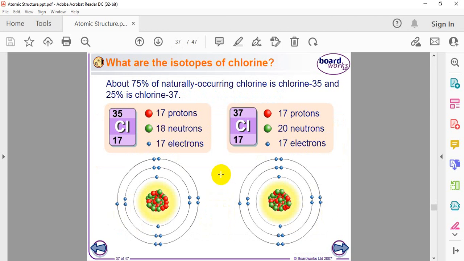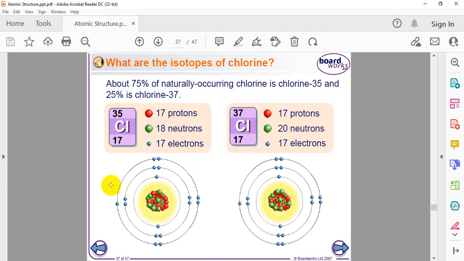About 75% of naturally occurring chlorine is chlorine 35 and 25% is chlorine 37. This is the first isotope, chlorine 35, and the second isotope, chlorine 37. They both have an equal number of protons, 17, and an equal number of electrons, 17, but they differ in the number of neutrons, 18 and 20.